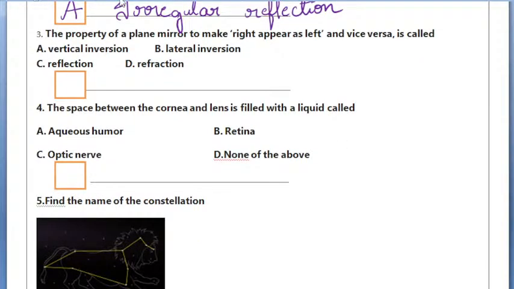Moving to the third question: the property of a plane mirror to make the right appear as left and vice versa is called dash. The options are vertical inversion, lateral inversion, option C reflection, and option D refraction. The right answer here is option B, that is lateral inversion.